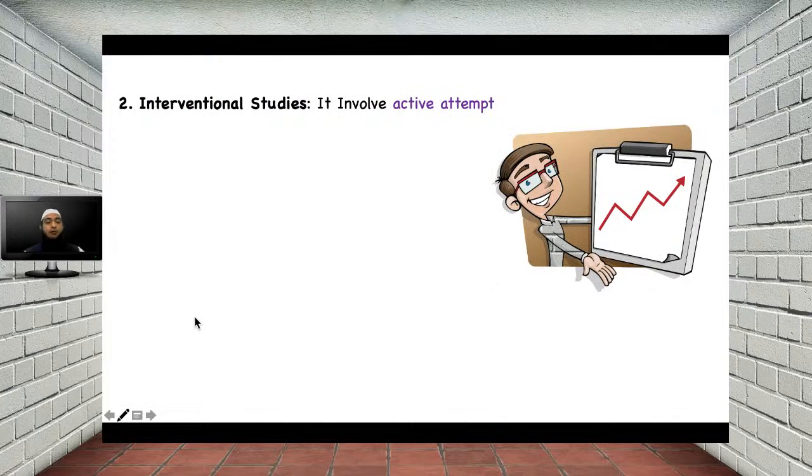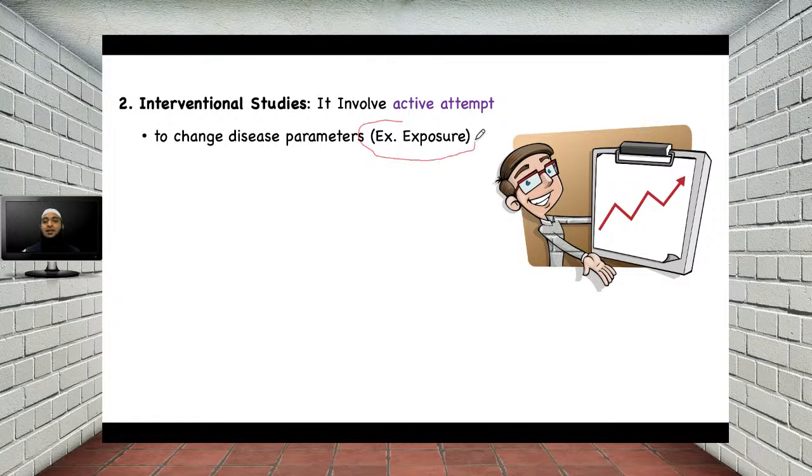Now the second type of pharmacoepidemiology study could be the interventional study. In the case of interventional, the name itself indicates that it involves an active attempt to change the disease parameter, for example the exposure. We have just seen the example of the randomized clinical trial, where the investigator controls what medicine is to be given to the particular set of the population. If that is the case, then such a trial is called an interventional study, because here the investigator is making an active attempt to change the disease parameter, right?